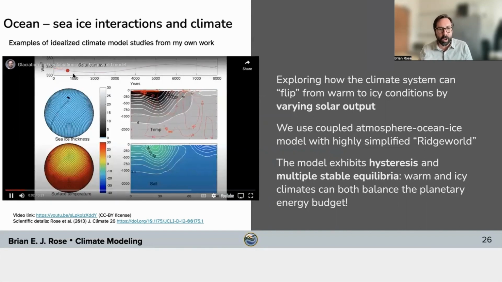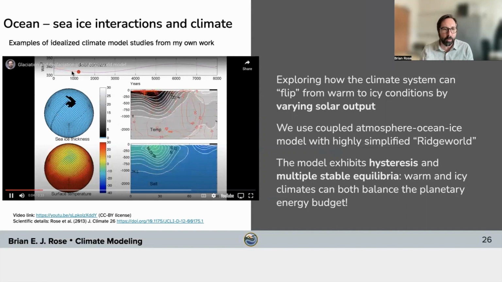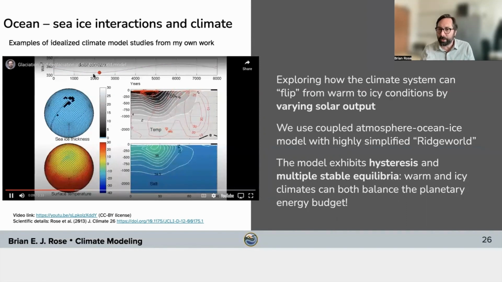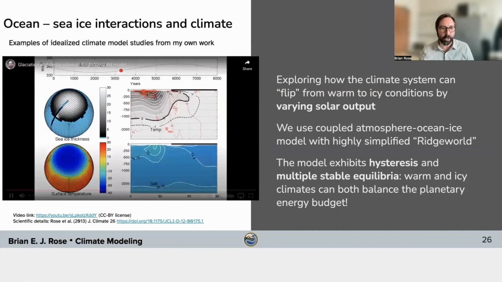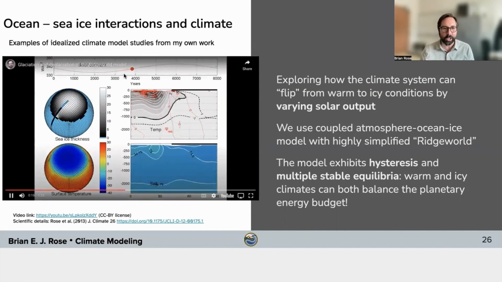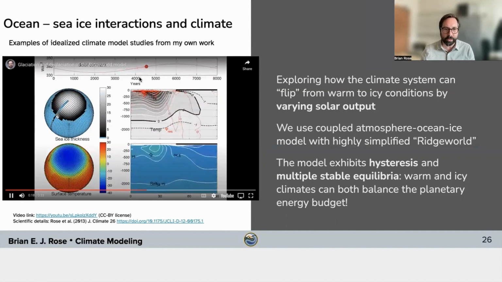The video shows the output of some simulations where we're turning down the output of the sun, right? As a modeler, you get to turn knobs if it's useful to you. And the knob here is just how bright is the sun shining over the course of many thousands of years here.